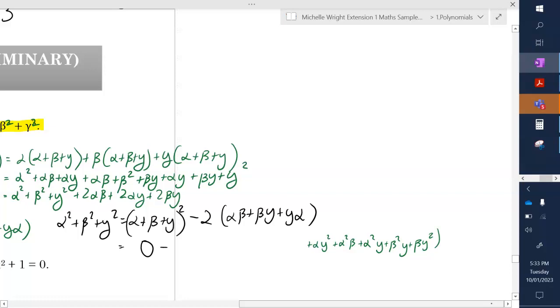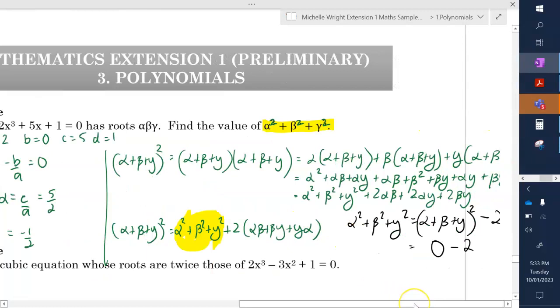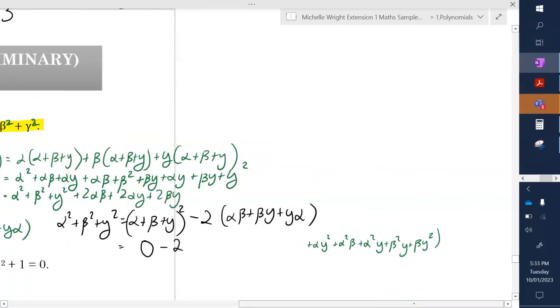0 squared is 0, minus 2 lots of the sum of the roots 2 at a time. So the sum of the roots 2 at a time was equal to 5 over 2. So we've got minus 2 lots of 5 over 2. So our answer is going to be minus 5. And that's our solution for alpha squared plus beta squared plus gamma squared.